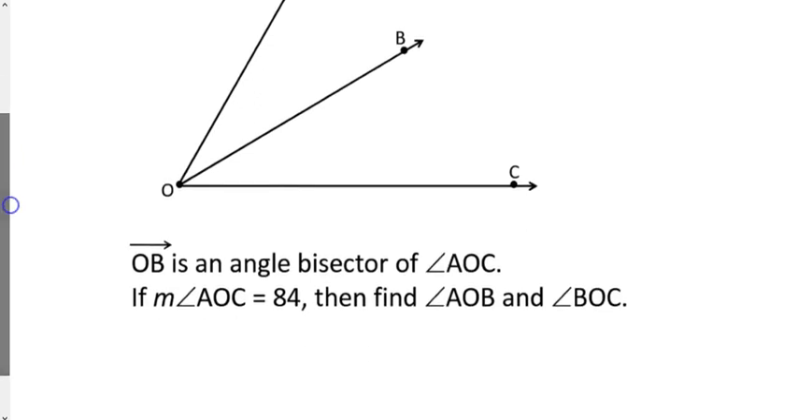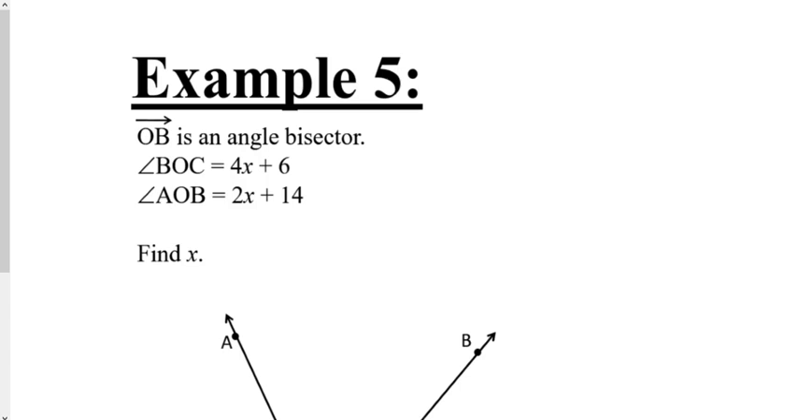So OB is an angle bisector, so we know it splits it in two. If AOC is 84, that means the whole angle is 84 degrees. Then find the two other angles. Well, if they're equal to each other, we just take 84 divided by 2 and get 42 degrees each. That's it.